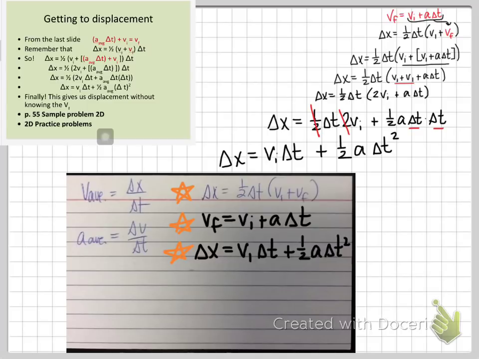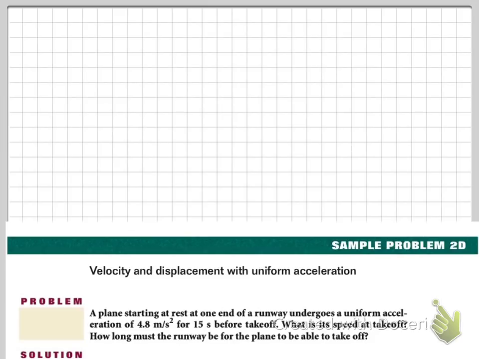Let's look at the 2D sample problem, and then you'll do the 2D practice problems on your own. We're told that a plane starting at rest at one end of a runway undergoes a uniform acceleration of 4.8 meters per second squared for 15 seconds before takeoff. What's its speed at takeoff? And how long does the runway have to be for the plane to be able to take off?